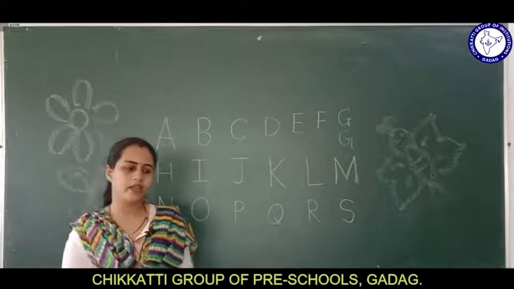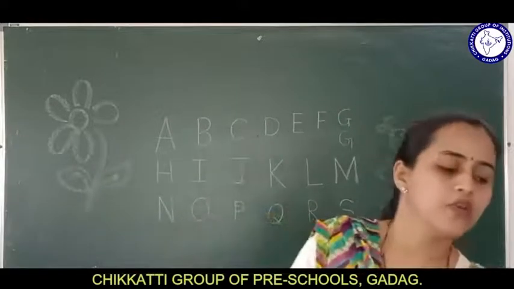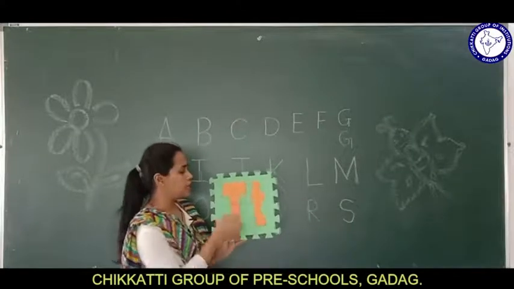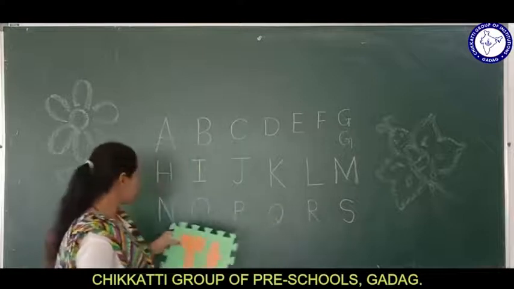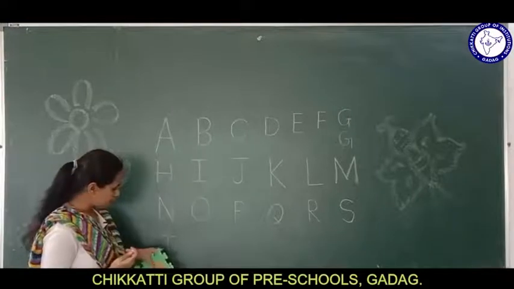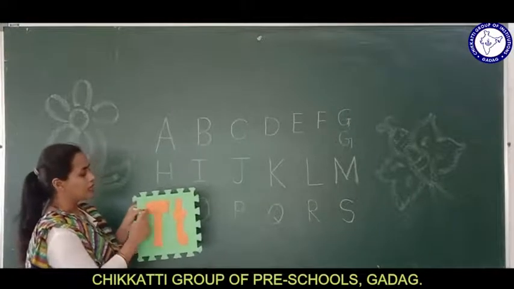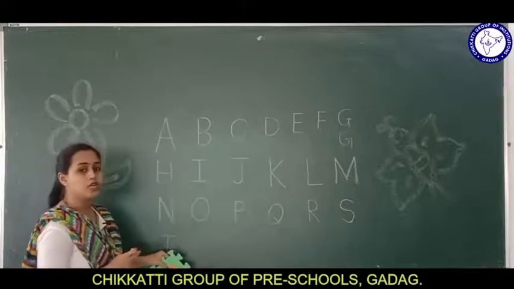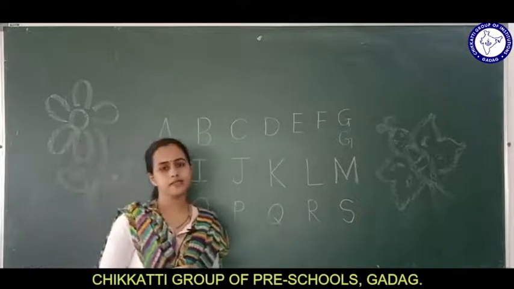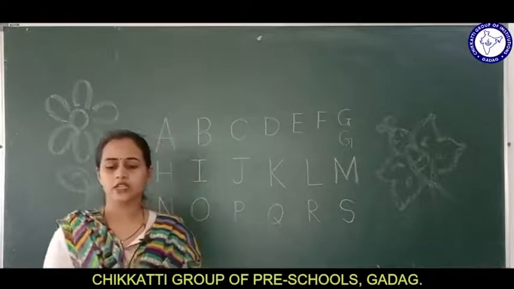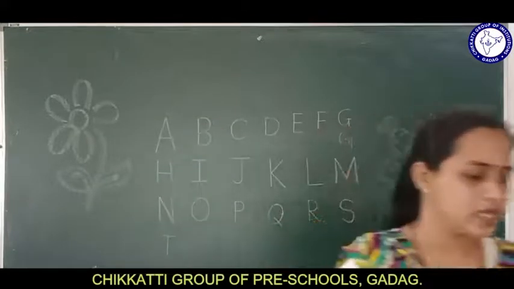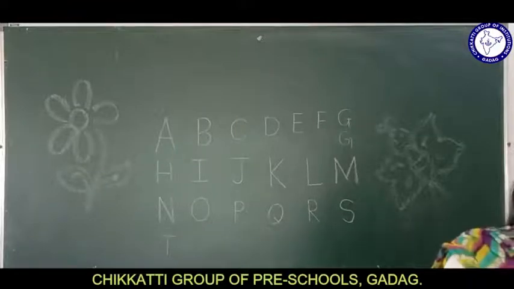Here we go for the next alphabet, which is T. T. How to write? I know it's very easy to write. Here standing and sleeping. That's all, right? Standing and here sleeping. So, letter T. What's the T sound? T. Right? These are the sounds.